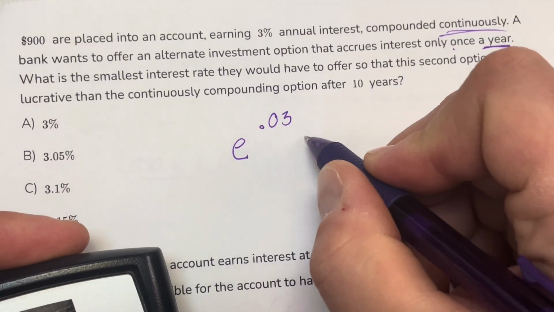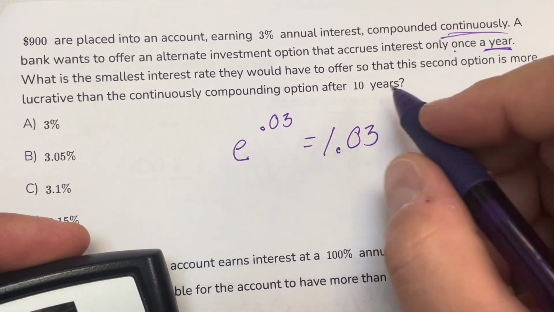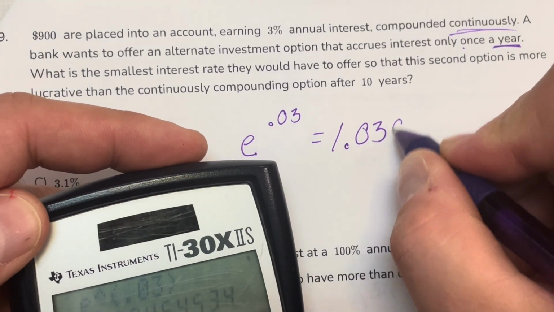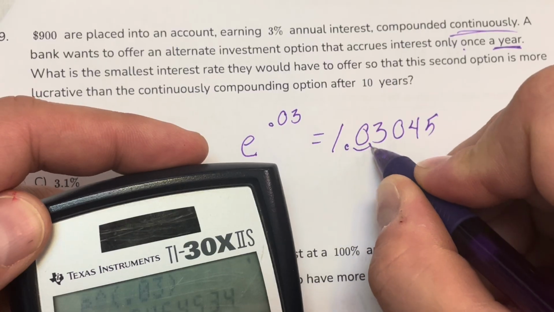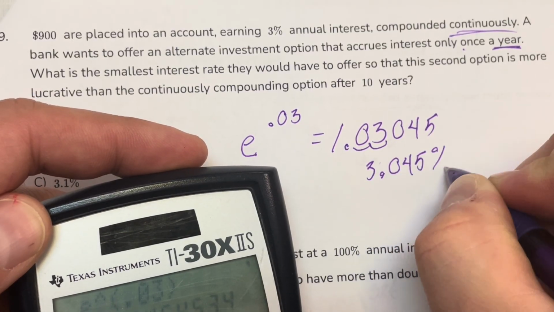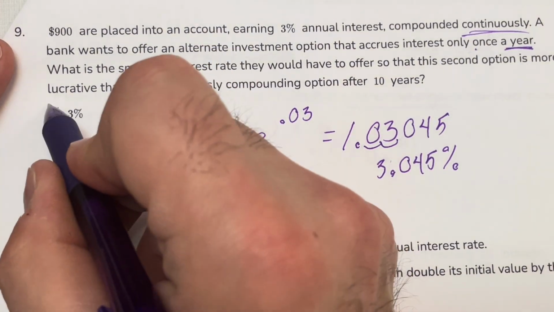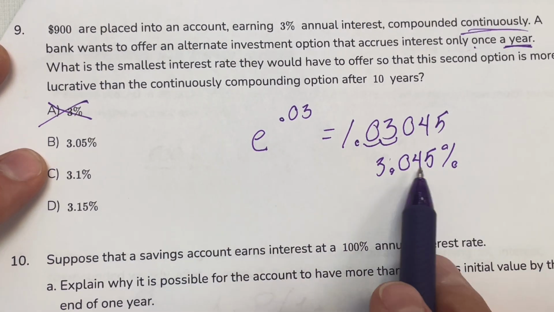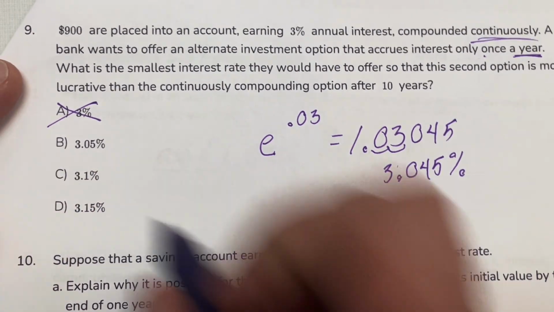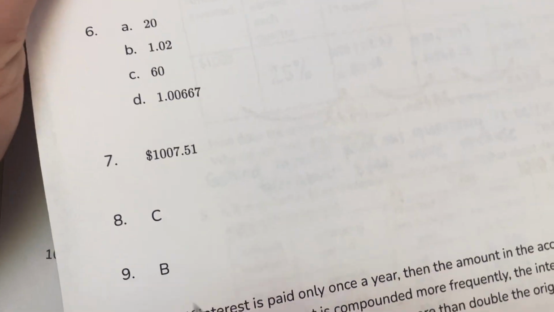This is equivalent to an annual interest rate of 1.03, which is 3.045%, if I move the decimal place over. So 3.045% in 1 year is what this is mathematically equivalent to. Will 3% do it? No, too small. This one looks like it would do it. Not that one, that's too much. It is B. Great. It's nice when the answer works out to be the same as the answer key.